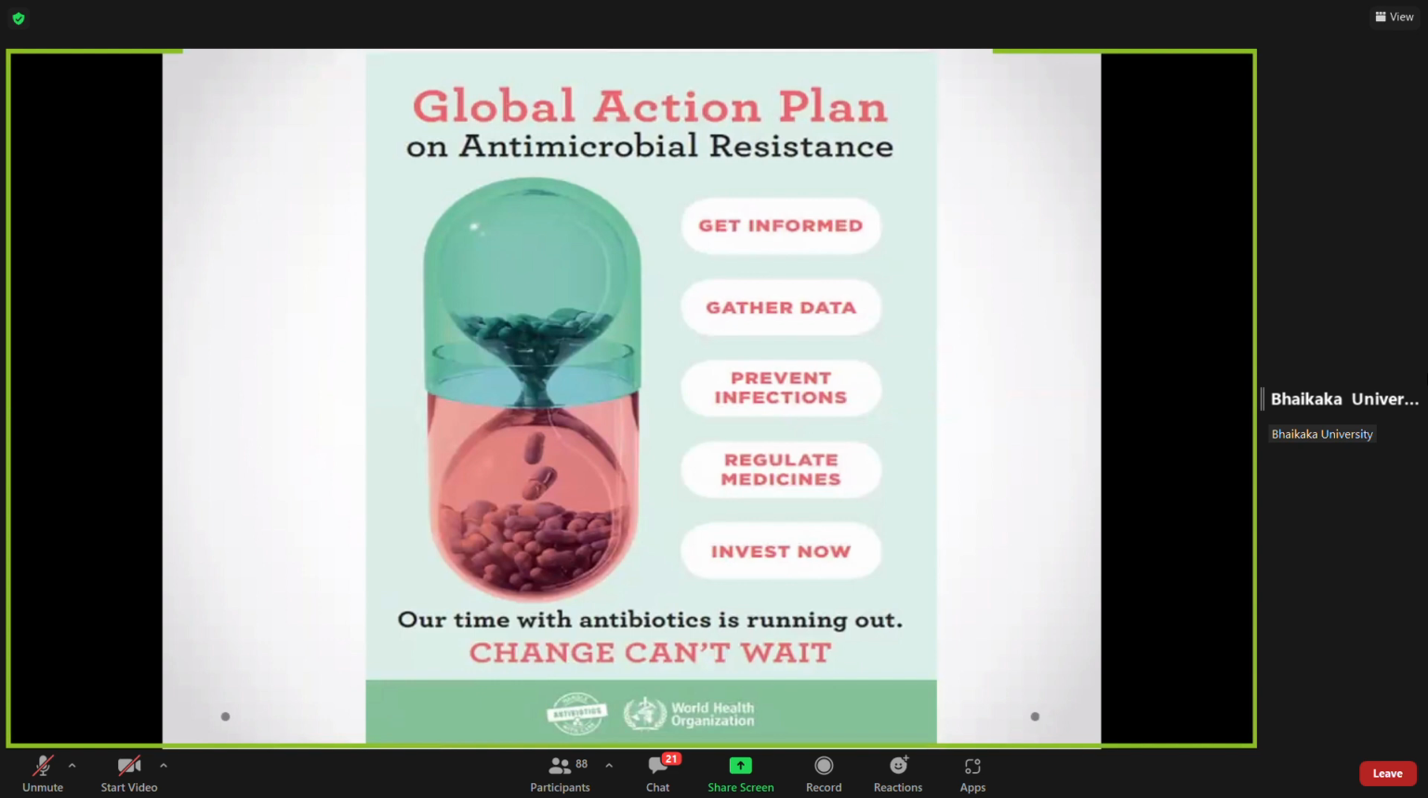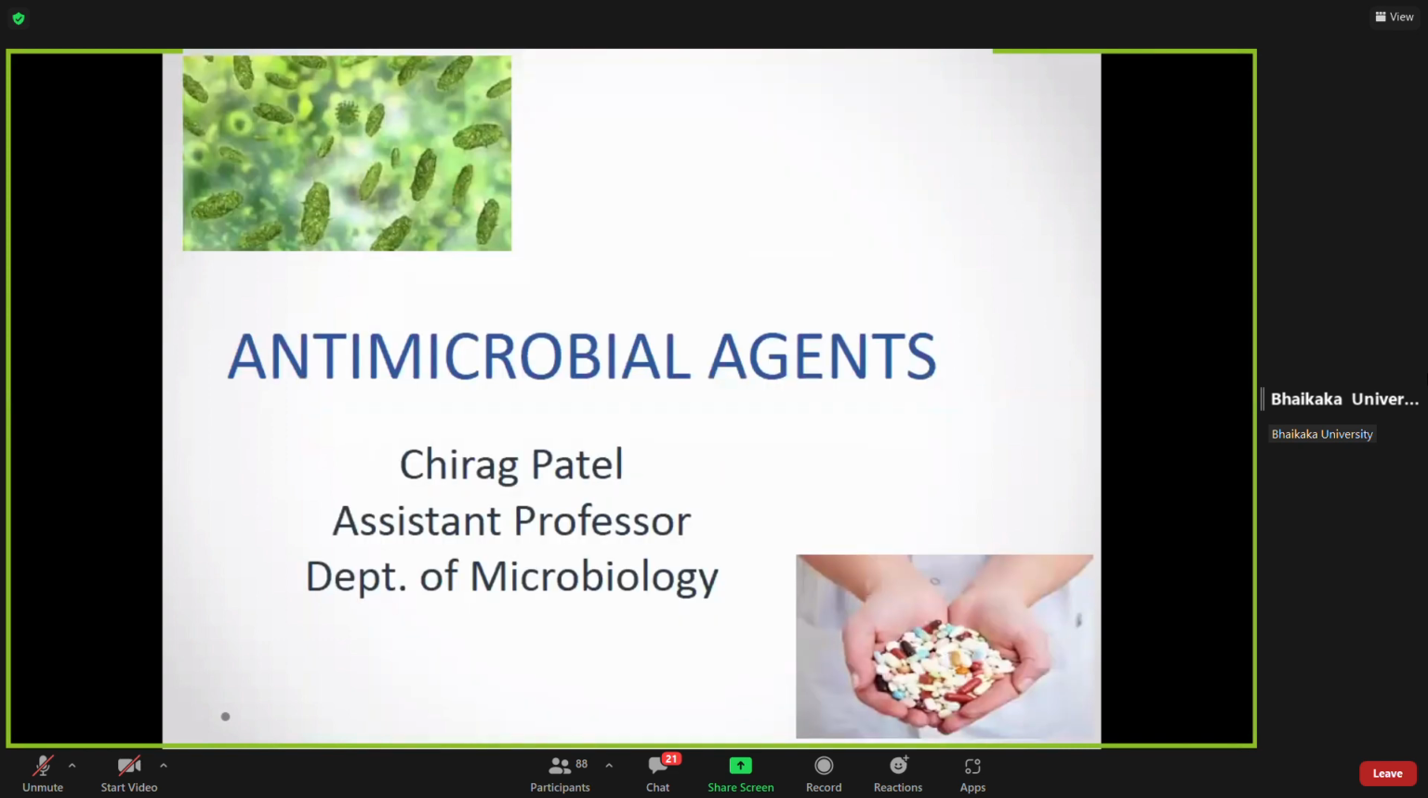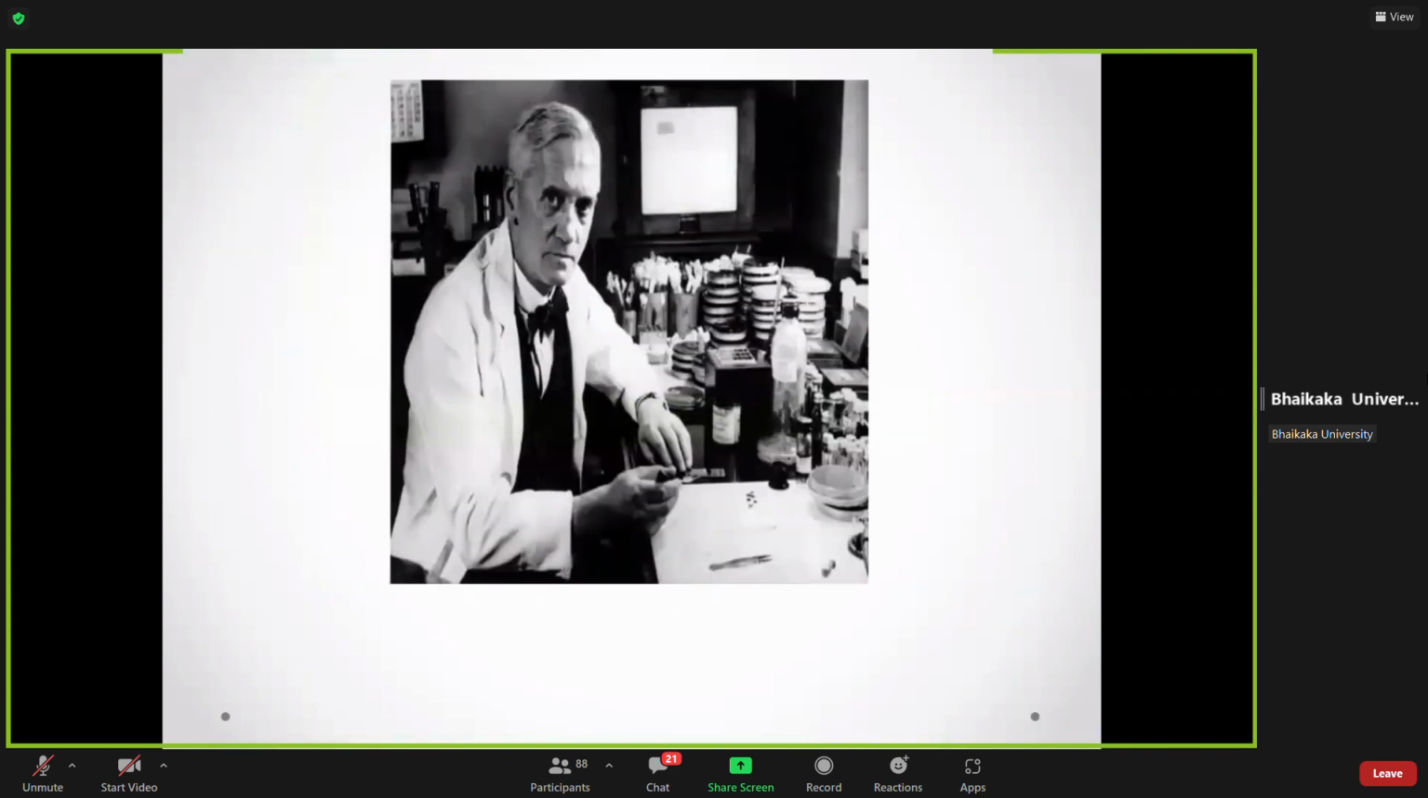Now the global action plan on antimicrobial resistance says: get informed, gather data, prevent infection, regulate the medicines, invest now. Our time with the antibiotic is running out and change can't wait. So that was the preamble, sensitizing you to the reason behind teaching antimicrobial agents and antimicrobial resistance, and how big the problem is. Let me take you through our lecture on antimicrobial agents.